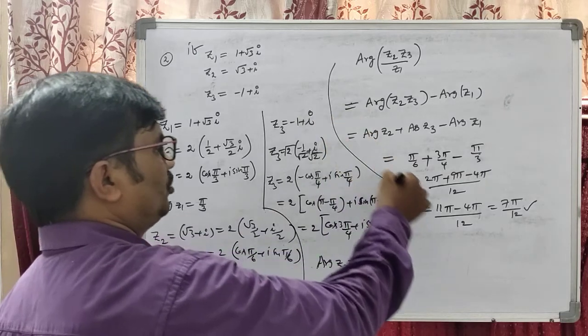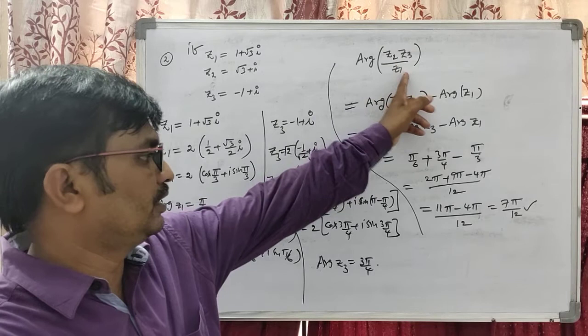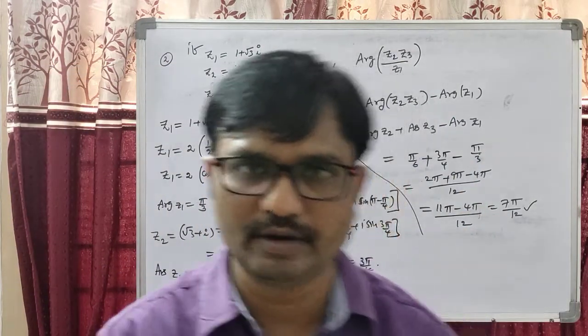So the argument of Z2 into Z3 by Z1 is 7 pi by 12. Okay students, 7 pi by 12.